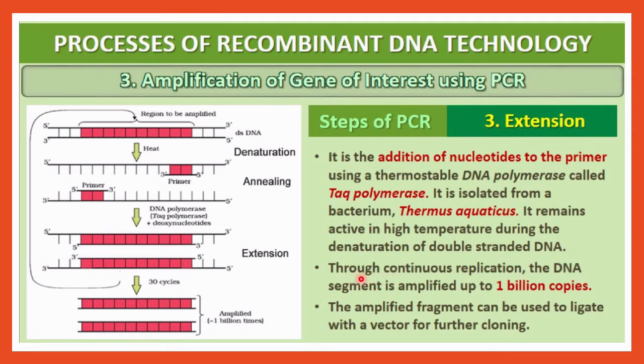Through continuous replication, means synthesis of DNA, the DNA segment is amplified up to 1 billion copies. So here you can see how many copies of DNA you can get by this method. The amplified fragment can be ligated with a vector for further cloning. The ligation will be done with the help of a ligase enzyme, and by using this ligation process you add this amplified DNA into the vector, and then it will be used for cloning purposes.